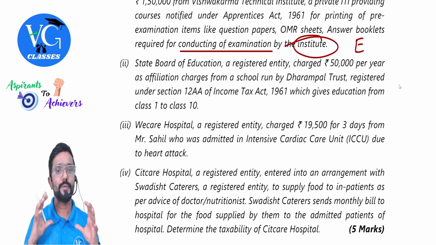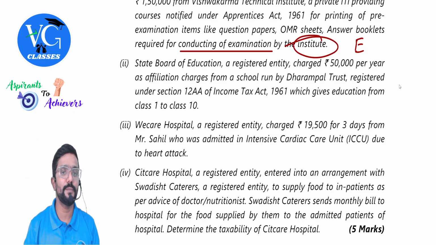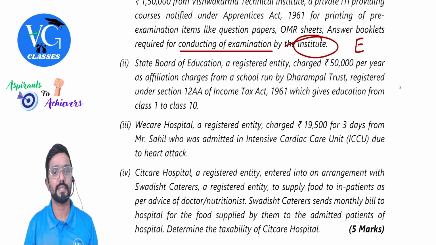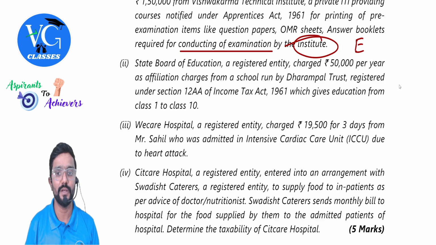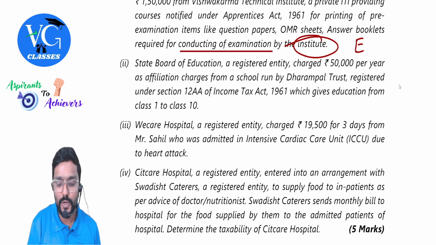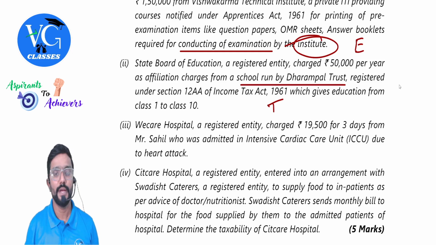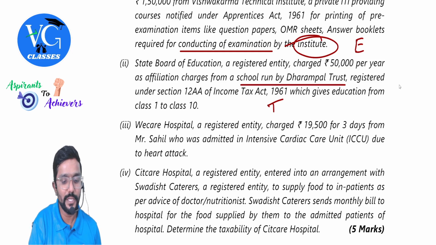Next. State Board of Education, a registered entity, charged 50,000 per year as affiliation charges from a school run by Dharam Hall Trust, registered under Section 12AA of the Income Tax Act 1961, which gives education from class 1 to 10. A school run by the trust, is it a government school? No. That means exemption is not available. It is taxable. Even in this list only it is given.